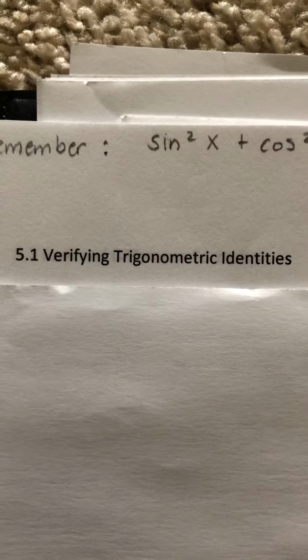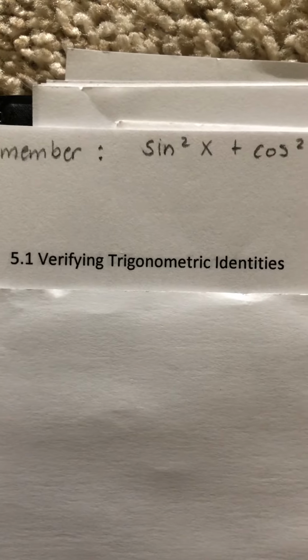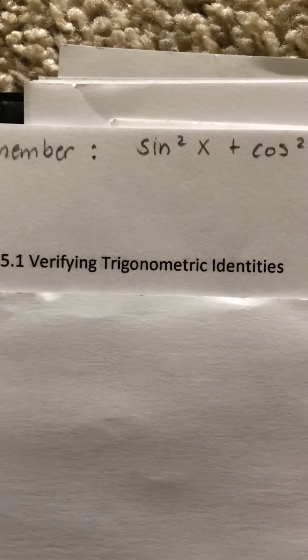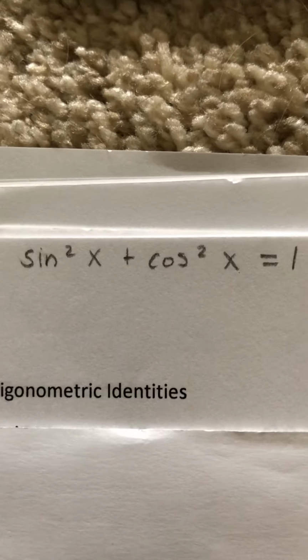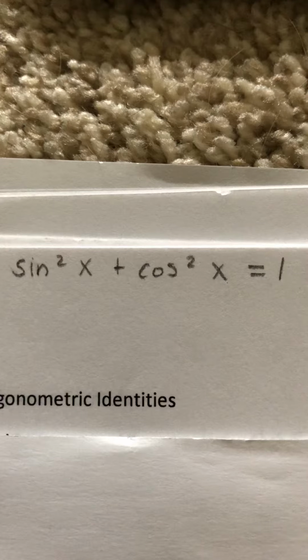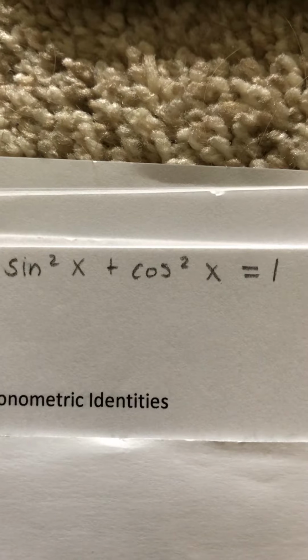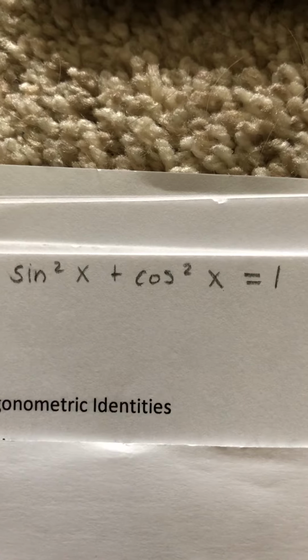Lesson 5.1, Verifying Trigonometric Identities. So first of all, it's important to remember the Pythagorean identity: sine squared x plus cosine squared x equals 1.